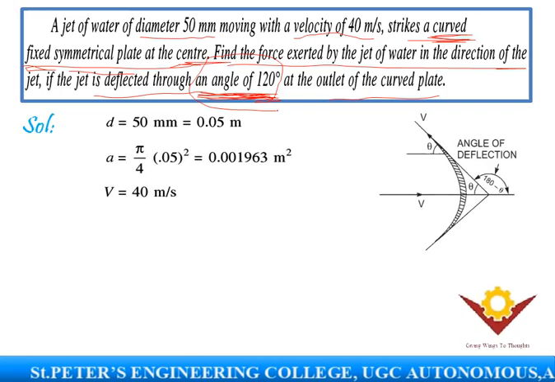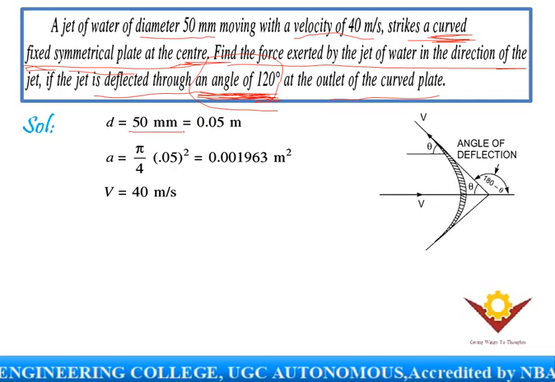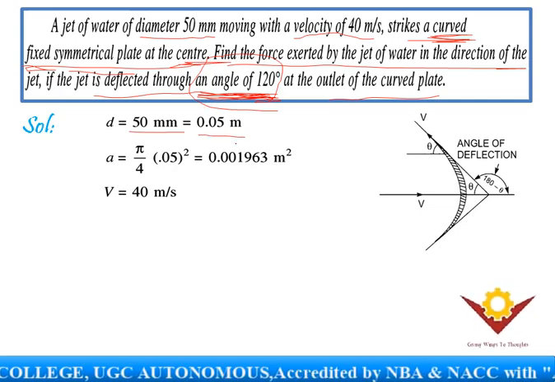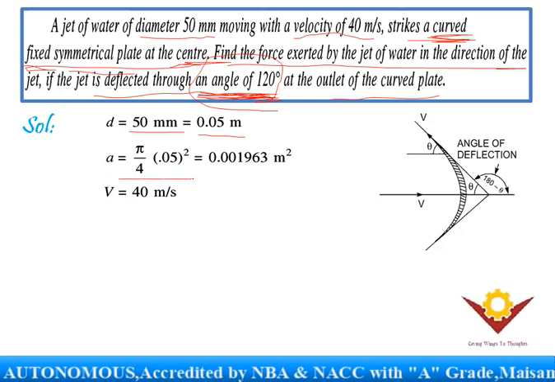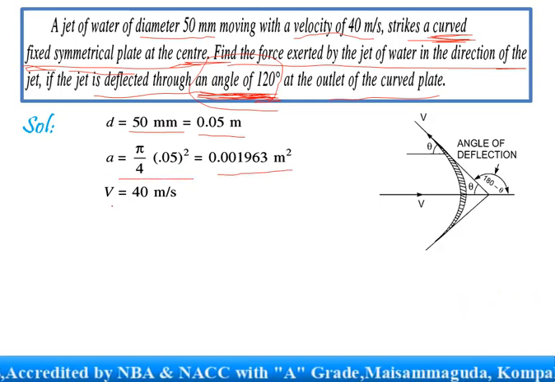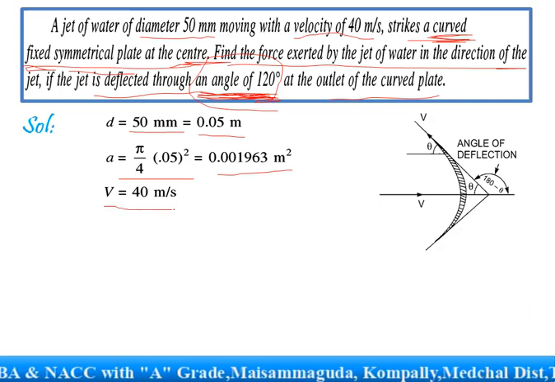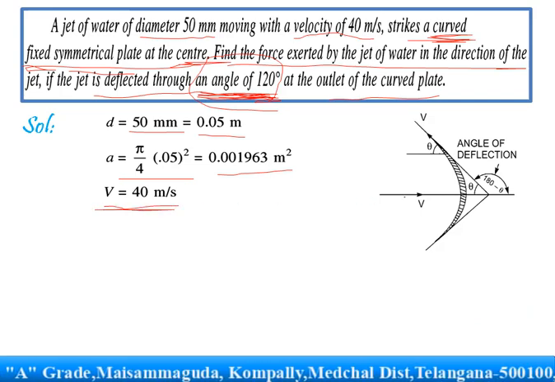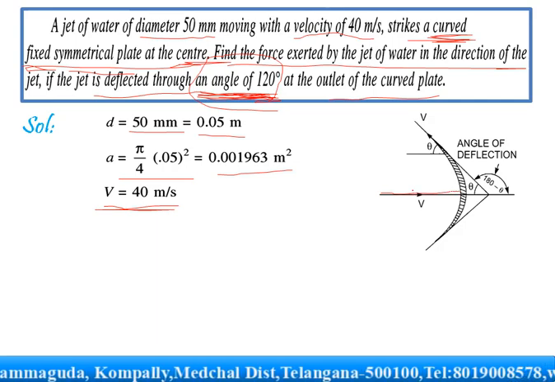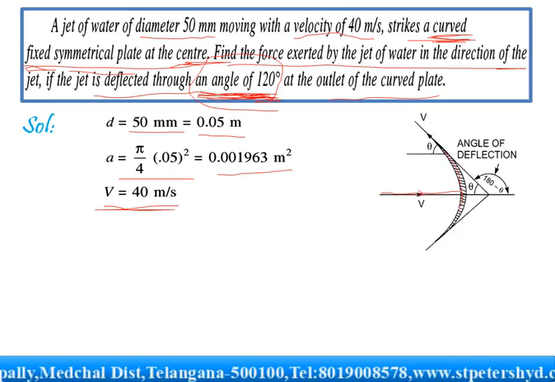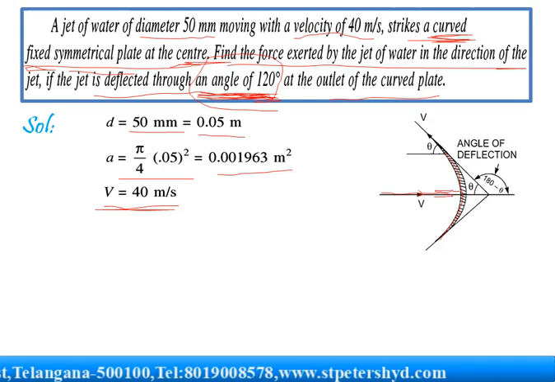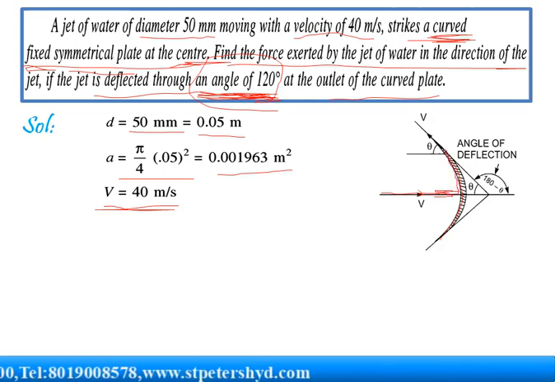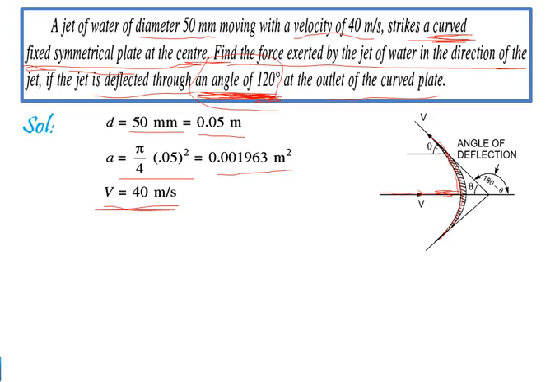Okay, the diameter is 50 mm, or else we can convert that into meters, and the area is pi by 4 d square, and you are going to get this value, and the velocity with which it is striking at the center of the curved plate is 40 meters per second. See, this is your jet which is striking at the center of your curved plate. After striking this, it is deflecting through how many degrees? It is deflecting through an angle of 120 degrees, but this angle is not 120 degrees. Clear?